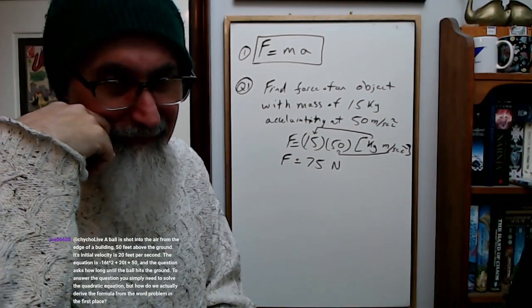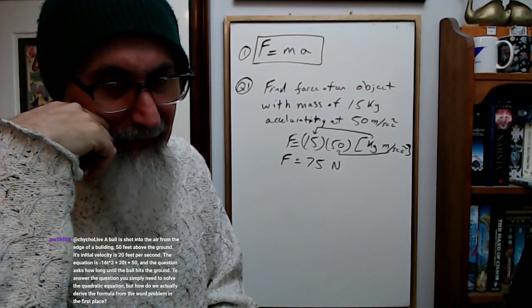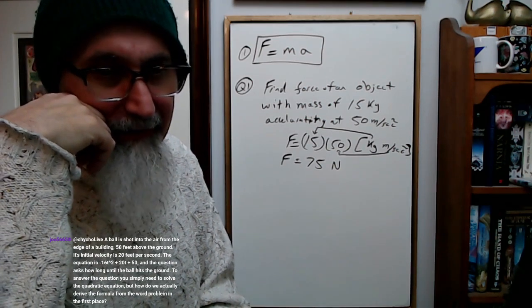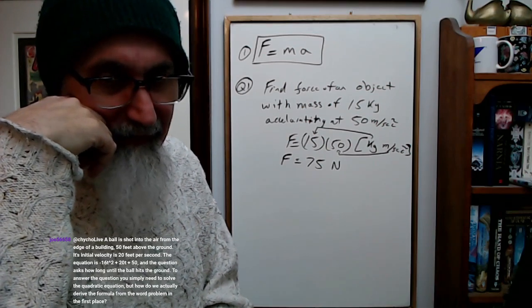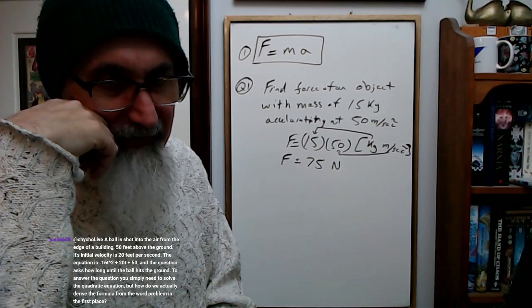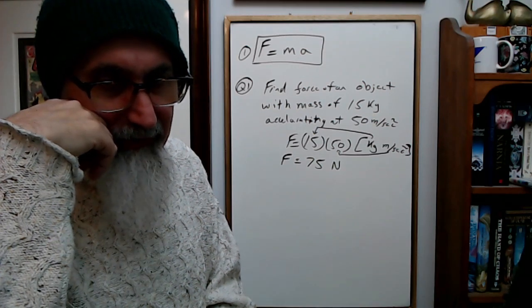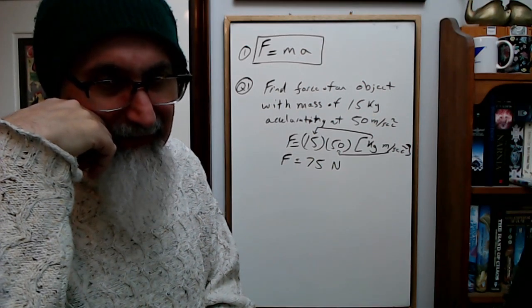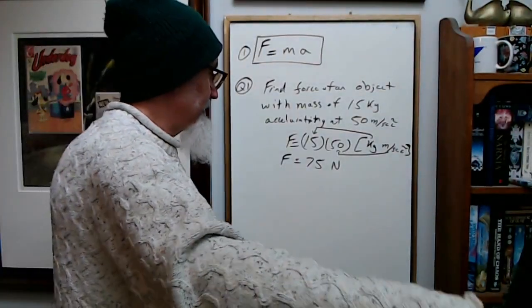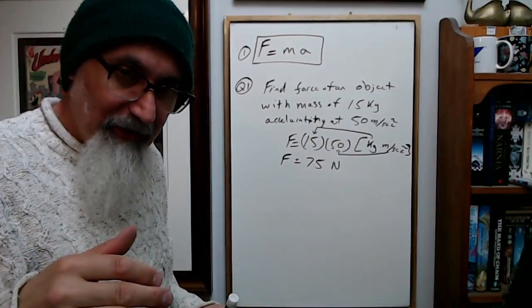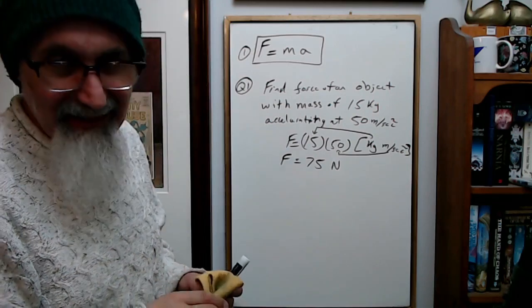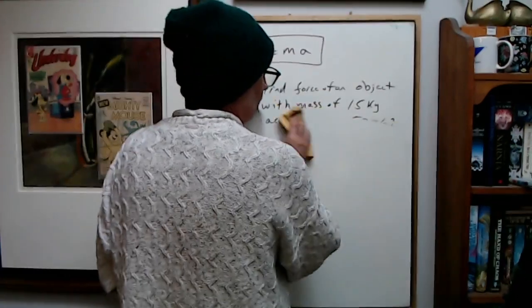So here's a problem. This is kinematics. A ball is shot into the air from the edge of a building 50 feet above the ground. Its initial velocity is 20 feet per second. The equation is given. When they give you the equation, it's the easiest stuff. And the question asks, how long until the ball hits the ground? A physics question where you're given the equation should be the easiest physics question you ever do.